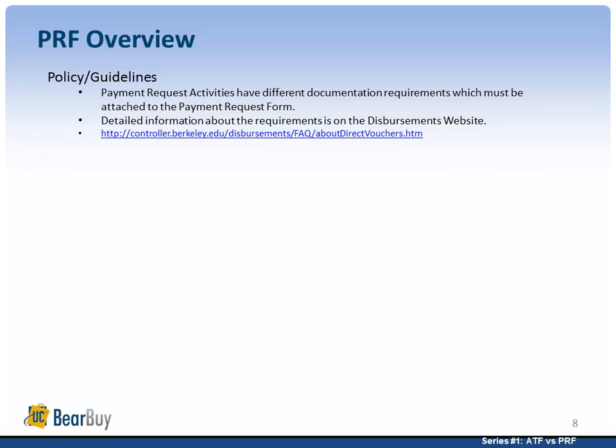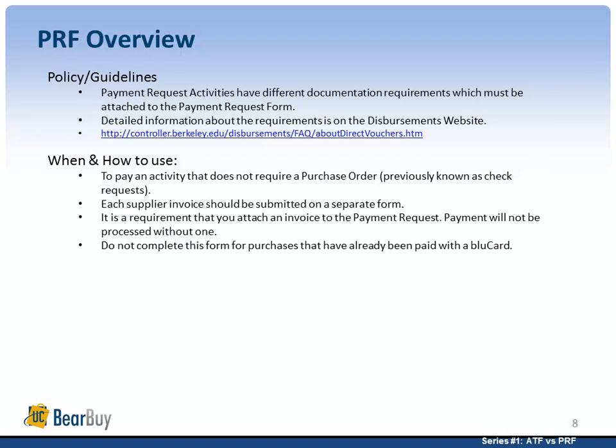That website is listed in front of you. So when and how should you use this form? You should use this form to pay an activity that does not require a purchase order, previously known as check requests. Each supplier invoice should be submitted on a separate form. In other words, one form per invoice. You cannot combine multiple invoices for the same supplier on one form. It is required that you attach an invoice to the payment request. Payment will not be processed without one. Do not complete this form for purchases that have already been paid with a blue card.